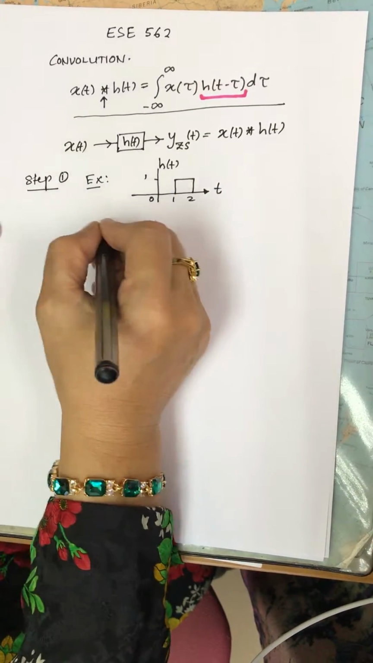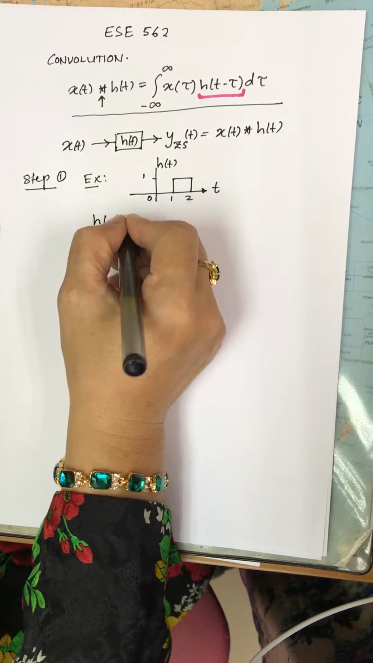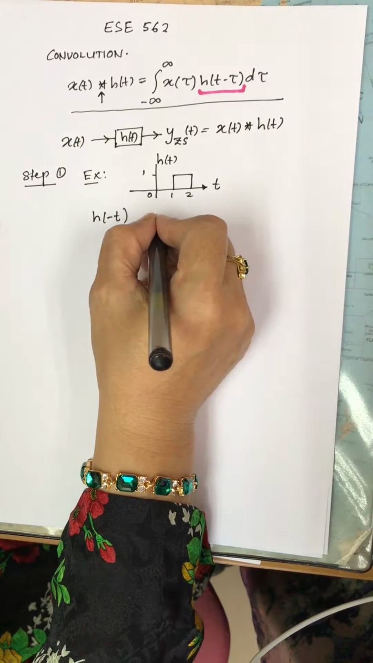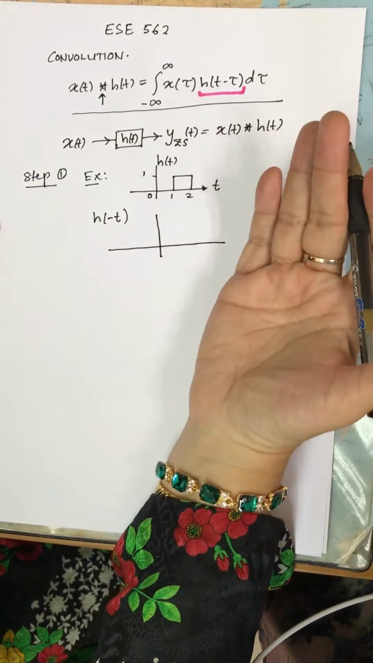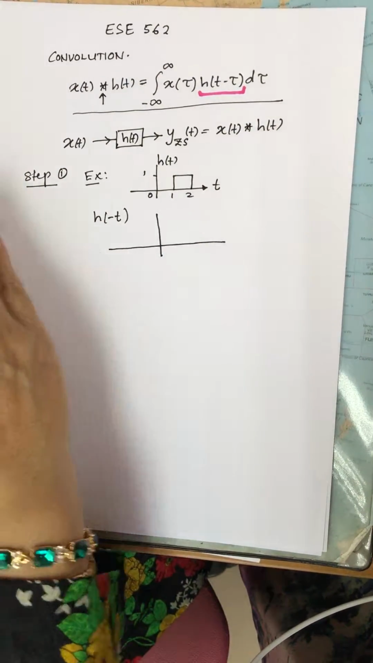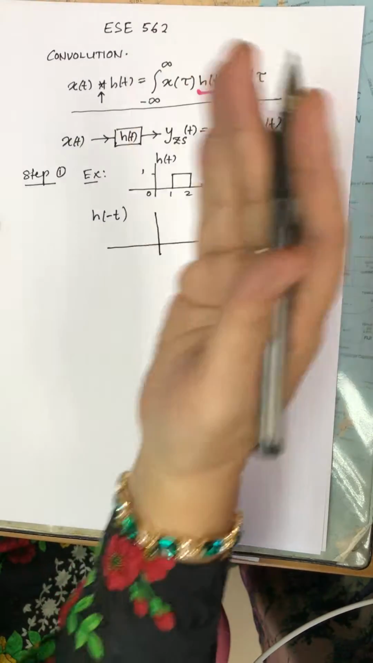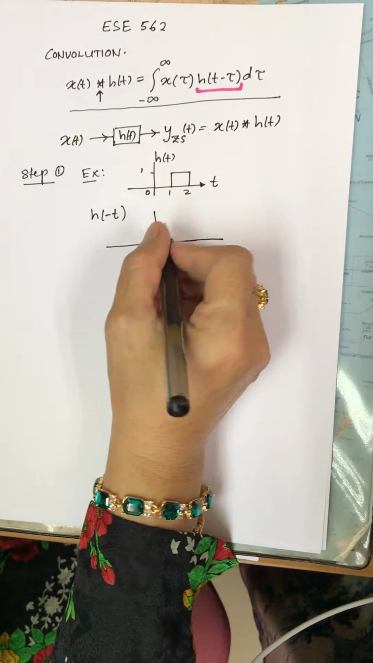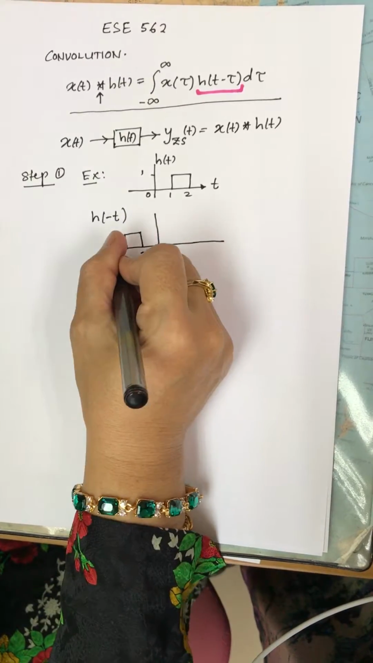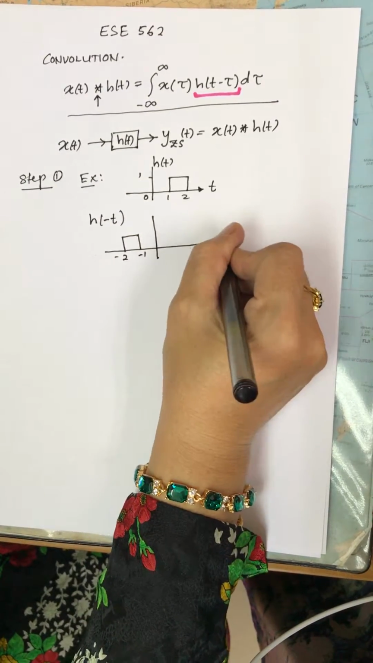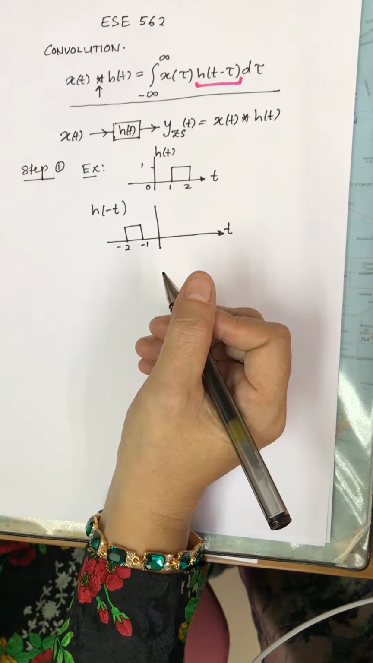So how do we sketch h of minus t, which is showing the reflection of the signal? So it is just a mirror image. Whatever on the right will go to the left, whatever on the left goes to the right. So you just mirror image the signal, and then the signal becomes this one. As simple as that. So this is h of minus t.